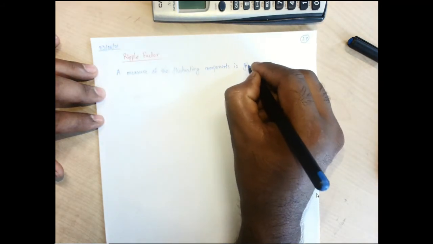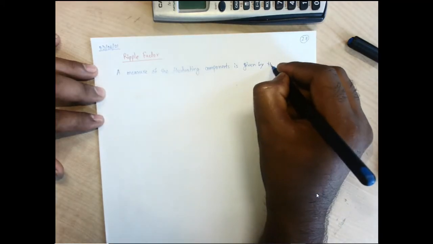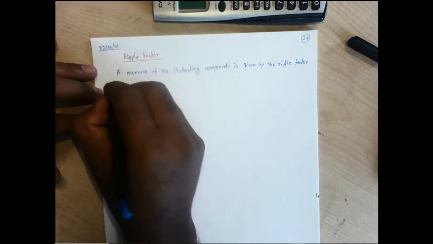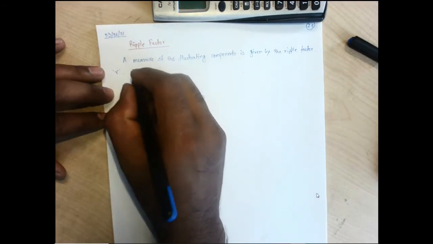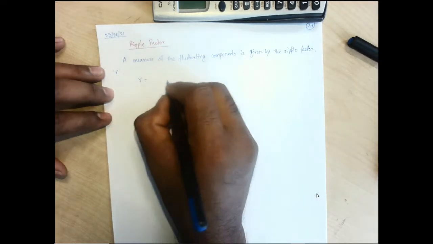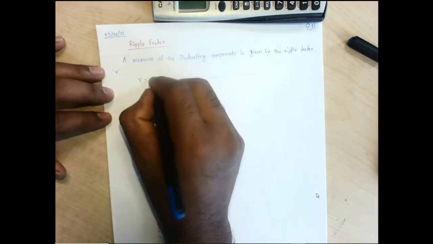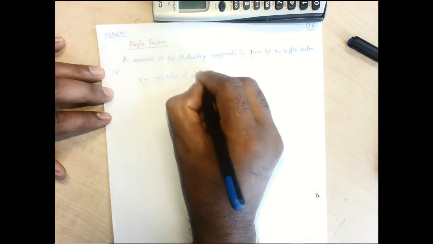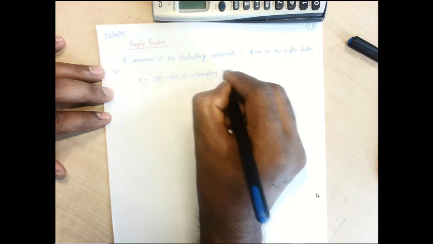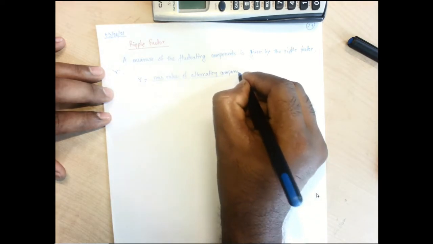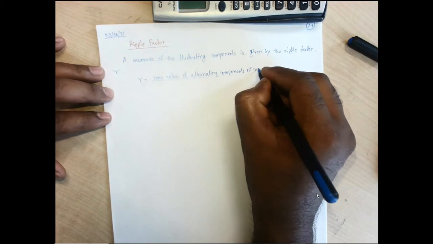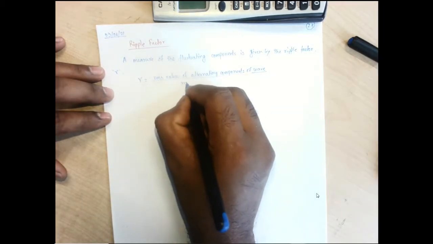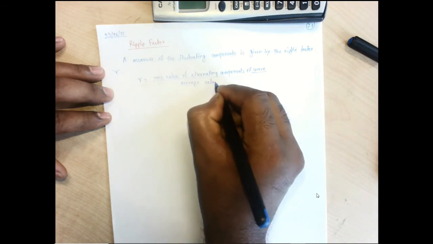The ripple factor is denoted by R. So this R can be written as the RMS value of alternating components of the wave by the average value of the wave.